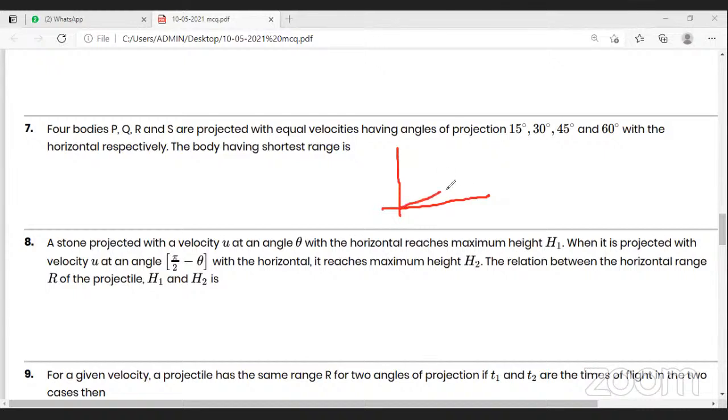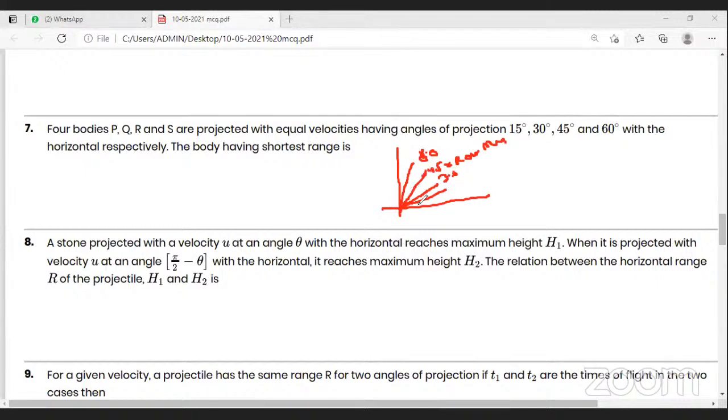Let me consider this is 15, 30, 45 and 60. The range will be maximum at 45 only, no? And in the next case, this is 30 and this is 60. Both 30 and 60 are complementary angles, so that range will be decreased. It is less than 45 degrees.